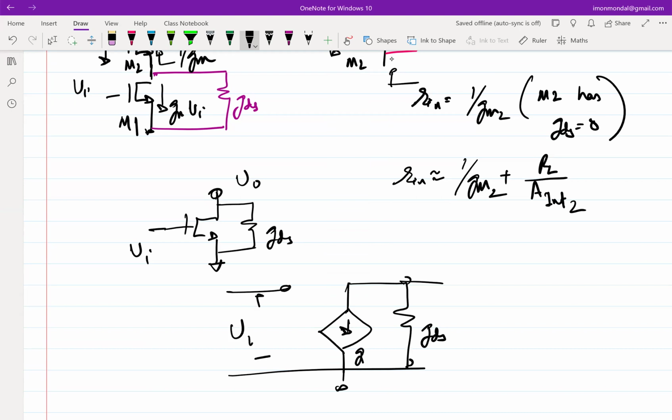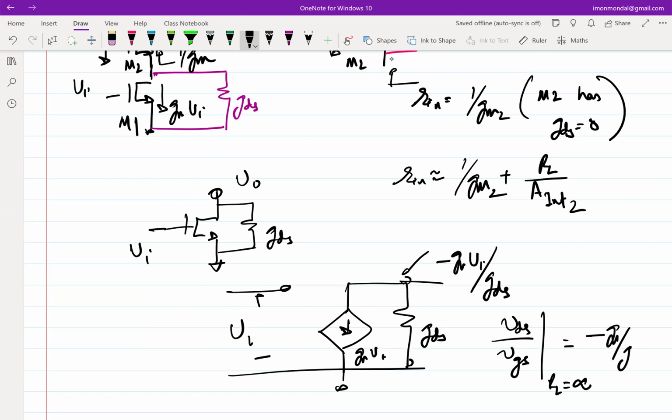Vi, this is GMVi. This voltage will be minus GMVi over GDS. Right? So incremental gain is essentially VDS over VGS when RL is infinity. So this is equal to minus GM over GDS. When we neglect channel length modulation, the intrinsic gain is what? If we neglect channel length modulation, what is GDS? 0, right? So intrinsic gain is infinite. Yeah, so that's an ideal transistor, which gives you infinite intrinsic gain.